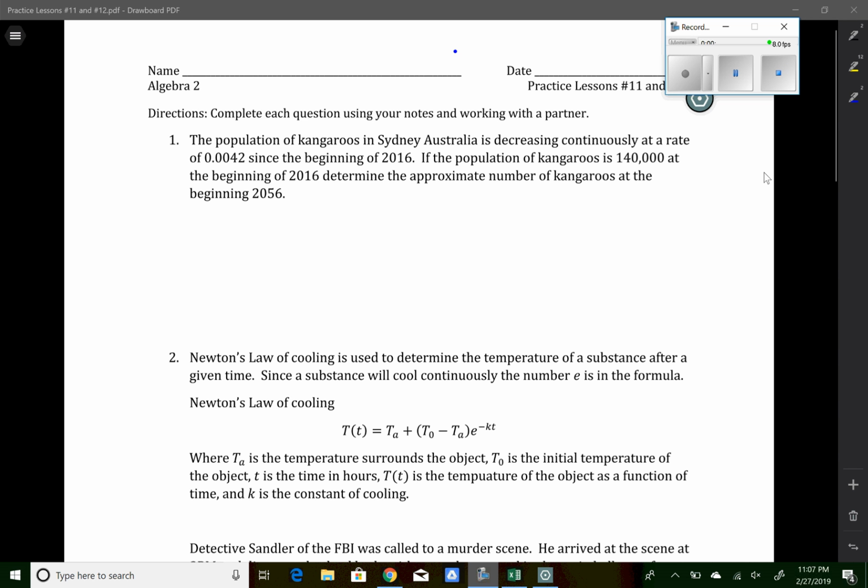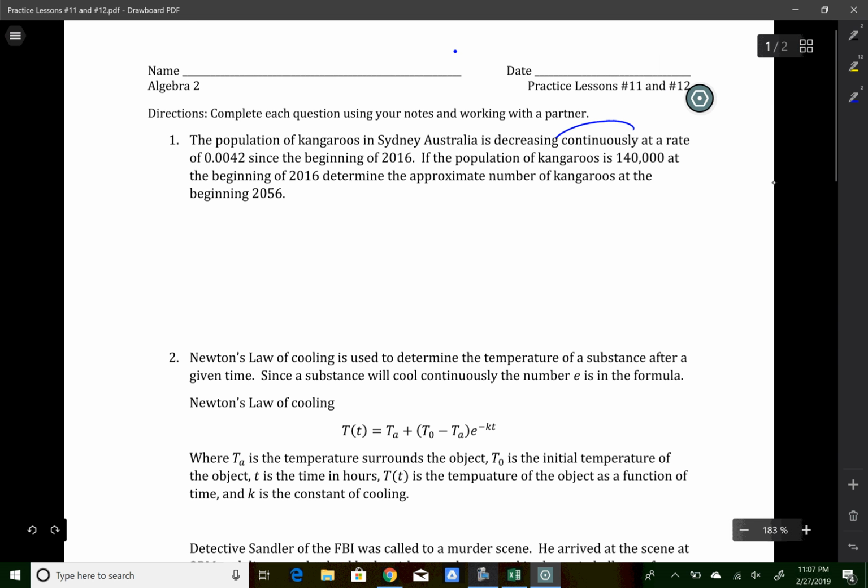So first things first, I notice a big keyword, continuously. So that tells us we're using the PERT formula. So the future value is equal to the initial value, e to the rate 0.0042, so I don't have to change it to a percent, times however many years it is between 2016 and 2056, so 40 years. So the future amount after 40 years is whatever that value is.